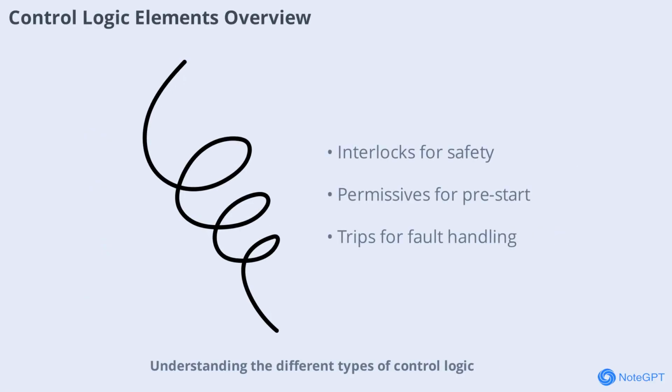Understanding the different types of control logic elements is essential for safe and reliable operation. These include interlocks, permissives, trips, and sequences. Each element serves a specific purpose in ensuring equipment operates within safe parameters and responds appropriately to faults or abnormal conditions. Familiarity with these elements allows you to design and troubleshoot control systems with confidence.